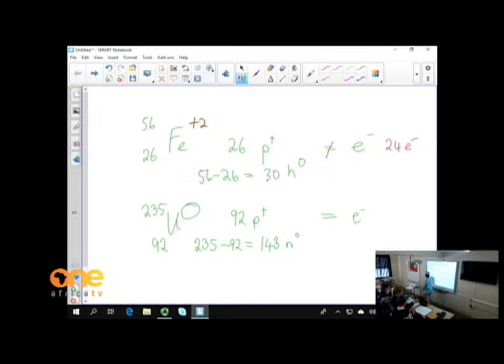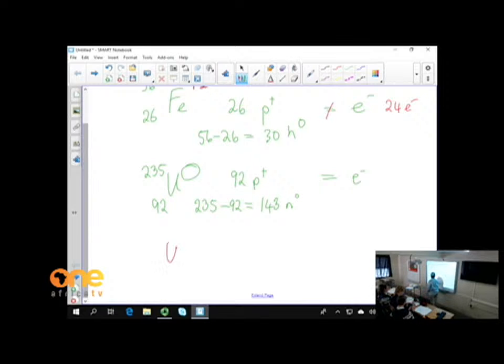Then the next one is uranium-238. Still 92 protons, but the isotope is 238. So 92 protons, because it's the same element as there. And the number of neutrons is going to equal 238 minus 92, which is 146. Yes, 146 neutrons. All right. Any questions there? There shouldn't be problems.